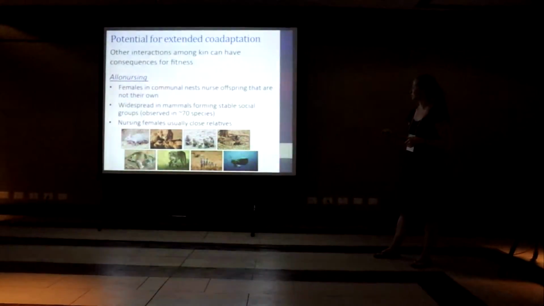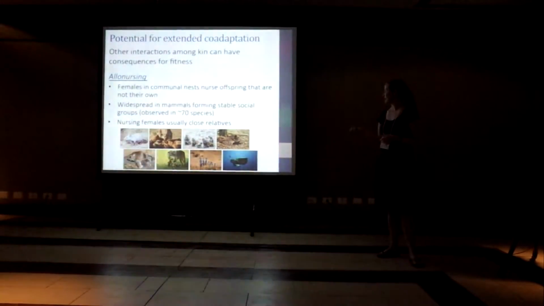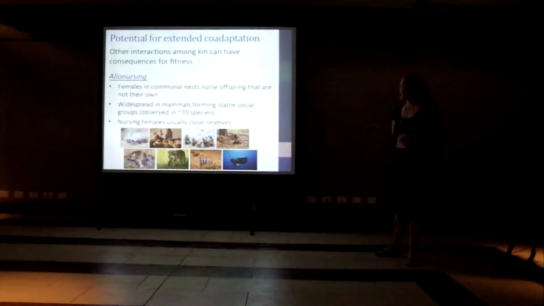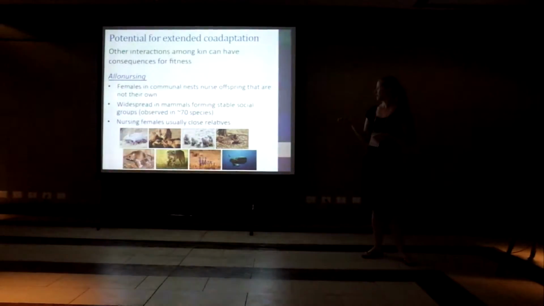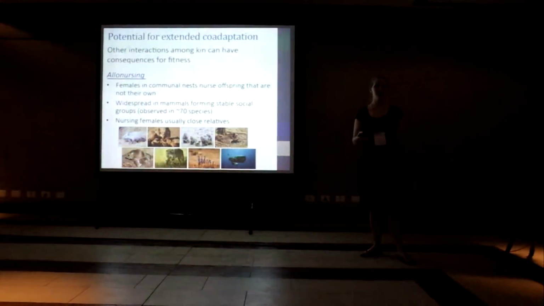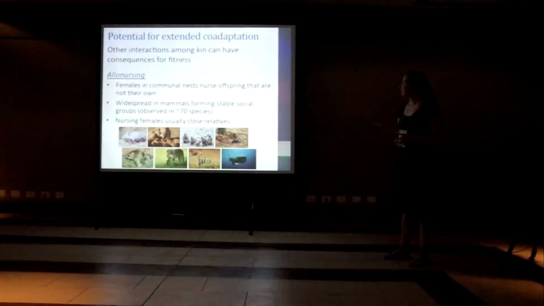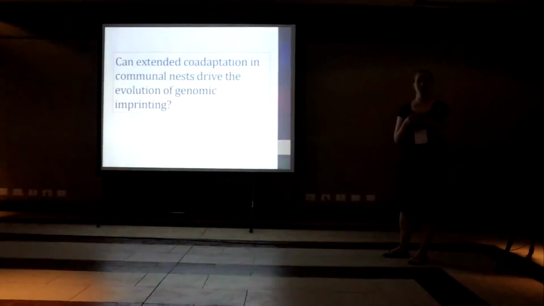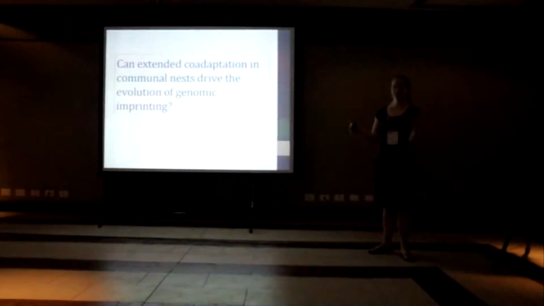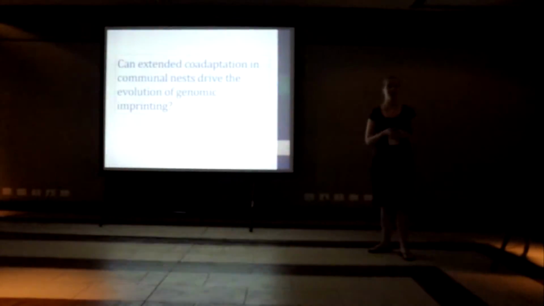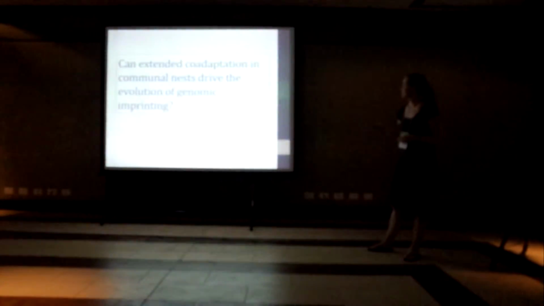This is quite widespread in mammals that form stable social groups. It's well known in rodents, but also occurs in carnivores, primates, even some marine mammals. And importantly, in this context, in most cases where it's been looked at, the nursing females in a communal nest tend to be close relatives of one another. So they may be sisters or mothers and daughters. Okay, so in our model we're interested in asking whether extended coadaptation through interactions with groups of relatives, such as we see in communal nests, can drive the evolution of imprinting.